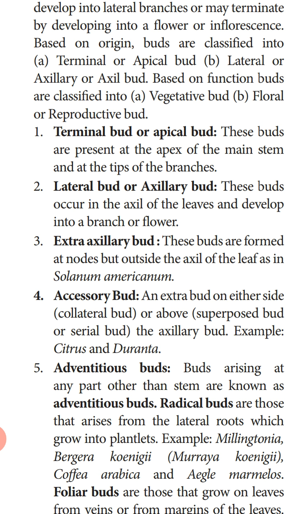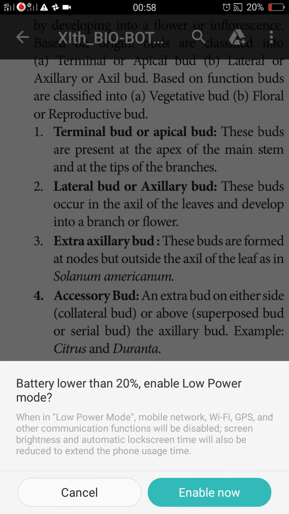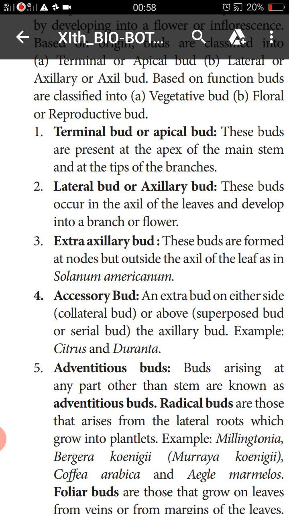Next, the lateral bud or the axillary bud. These buds occur in the axil of the leaves. As we know, the leaves in the stem originate from the nodes. So when the bud is present in the axil of the leaf, at the base of the leaf, it is called the axillary bud, or it is also called the lateral bud.